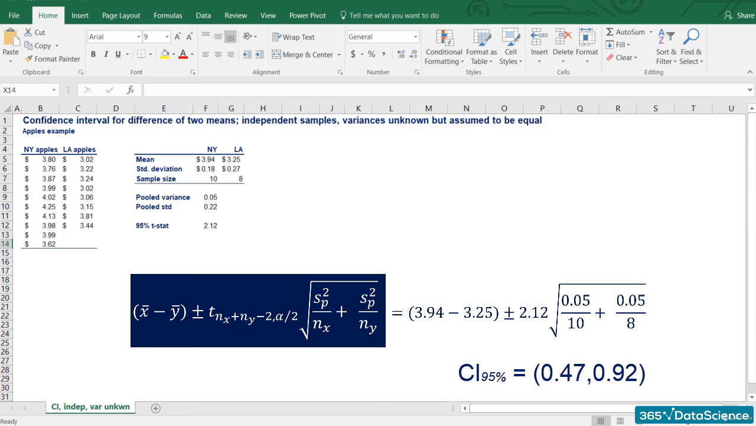What's the interpretation? Well, we are 95% confident that the actual difference between the two populations, price of apples in New York and in LA, is somewhere between 0.47 and 0.92. Therefore, it is clear that apples in New York are much more expensive than in LA.